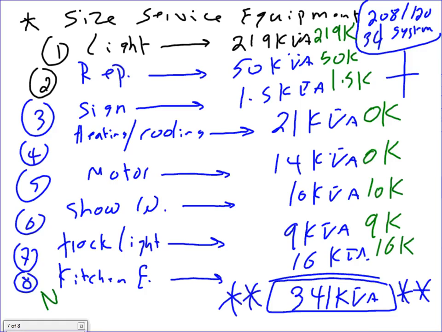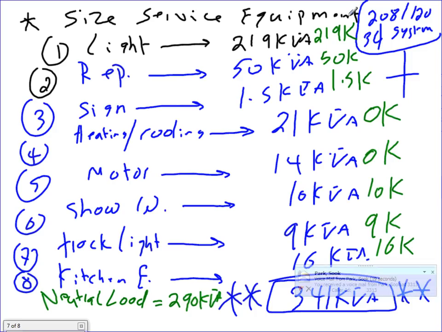Neutral load. Anybody come up with it? Brad? 290? No, wait. 306. Yeah, pull off the heating and the motors, right? Yep, 306. I got 306. You guys have to make up your minds here. 306, okay? Why are you guys at 16?